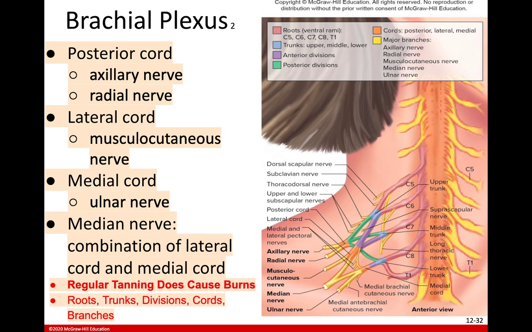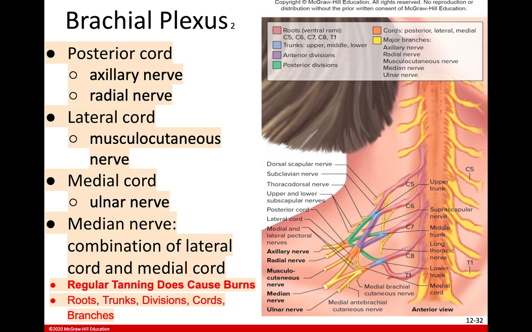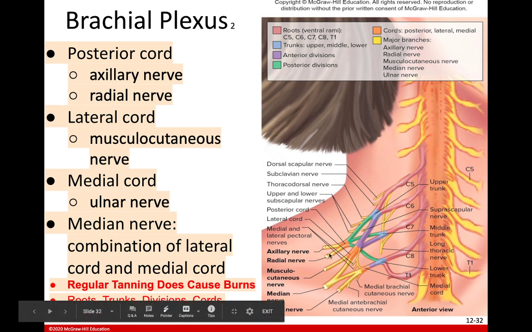Again, I remember the M is MMU: musculocutaneous, median, ulnar. The median is always the middle of the M. It's the thick part here in the middle of the M. So median in the middle of the M. And the M is MMU. If you find the M, it's always MMU. And then you remember the other two are axillary and radial.